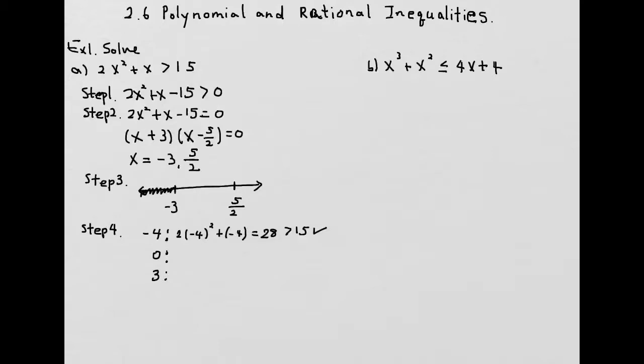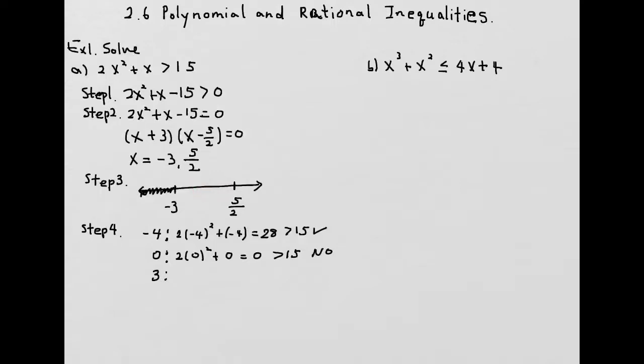Now to try the middle area, we're going to try 0. When we try 0, we get 0. Is 0 greater than 15? No. So we know that the middle area right here is not going to be the solution. So we don't color the middle area.